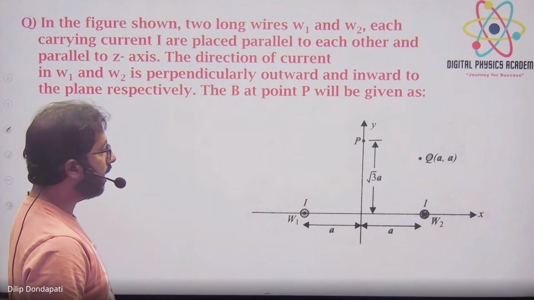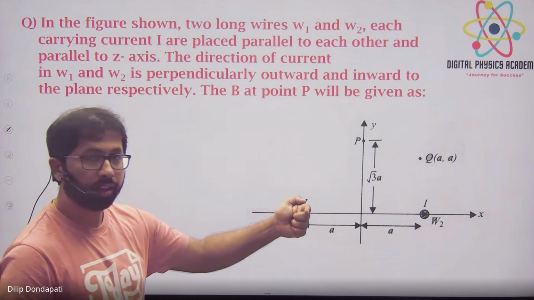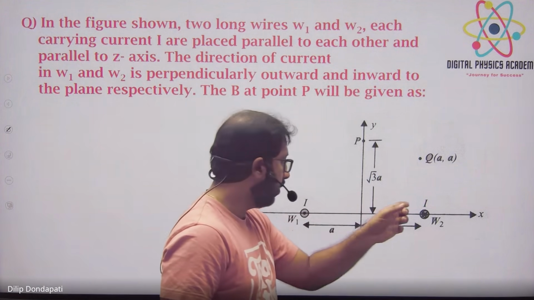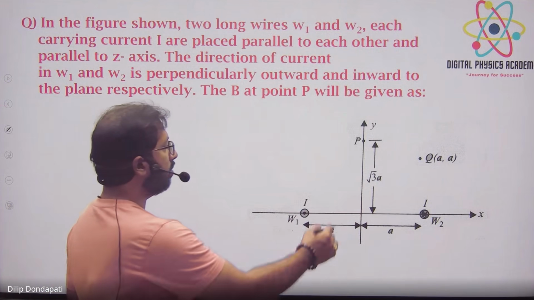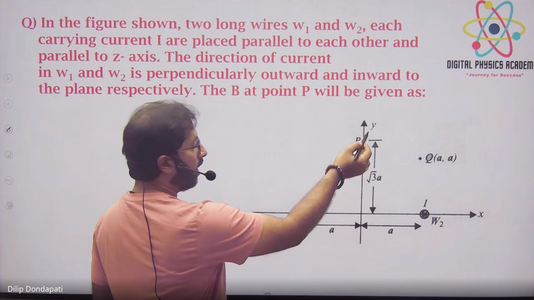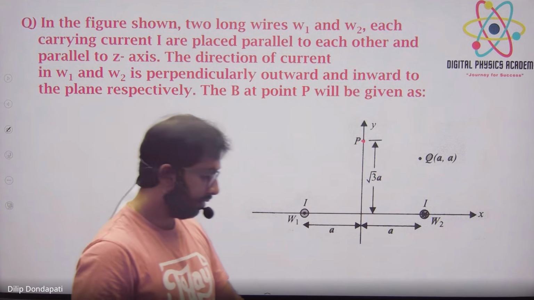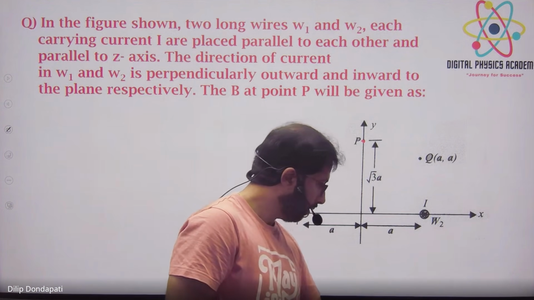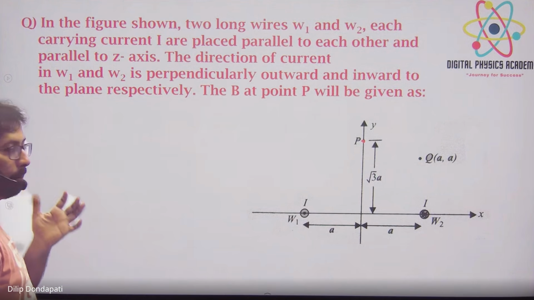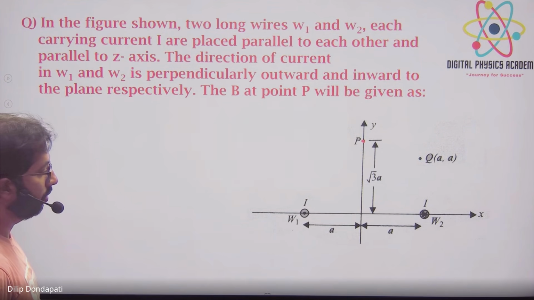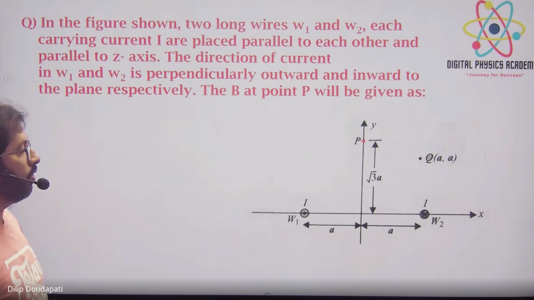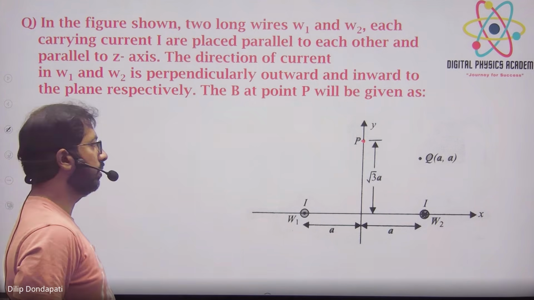Now two current carrying wires are there. One is coming outwards with current I. Other one is going inwards, current I. And distance is A and A. I want to find the magnetic field at this point P, which is root 3A distance के ऊपर. Find करो. Net magnetic field will be because of the two wires.